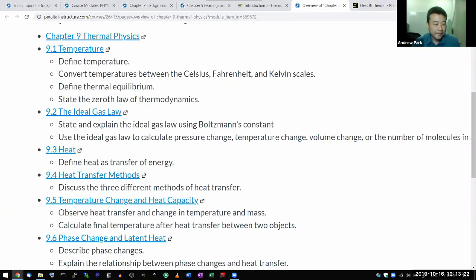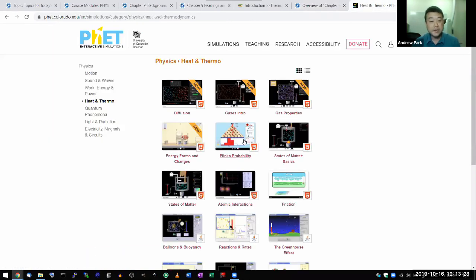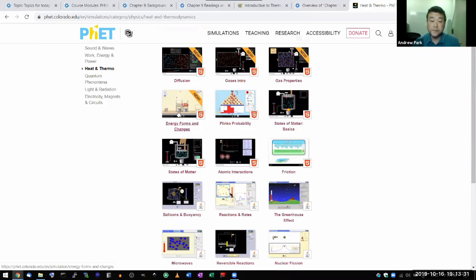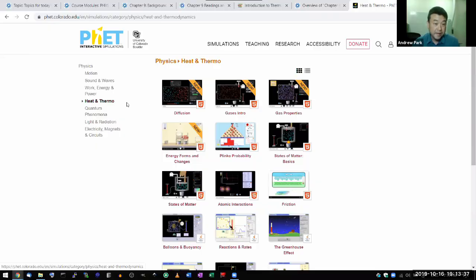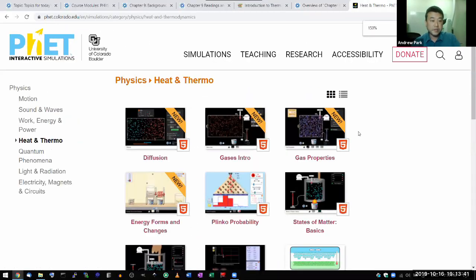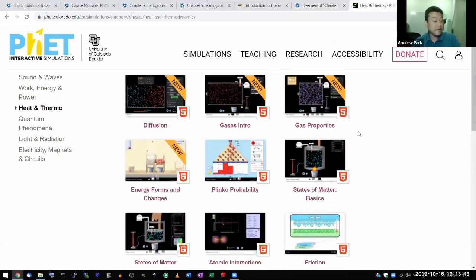could talk about that actually relates more to section 9.3, defining heat as a transfer of energy, is just the different forms of energy. So this is one of the simulations on PhET. So I'm in the heat and thermal section of the PhET phet.colorado.edu website.